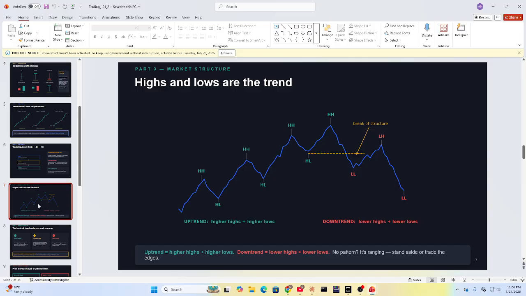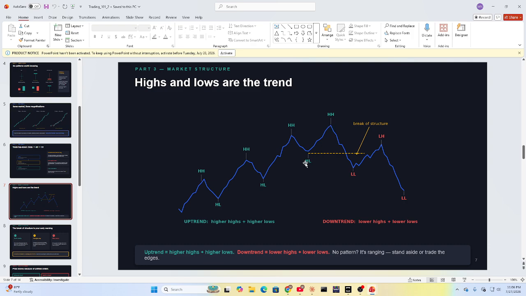Highs and lows. To identify your highs and lows, the market goes in an uptrend. It creates this first high, boom. Then it makes a higher low, boom. Higher high, boom. Higher low, boom. Higher high, higher low. Cool.